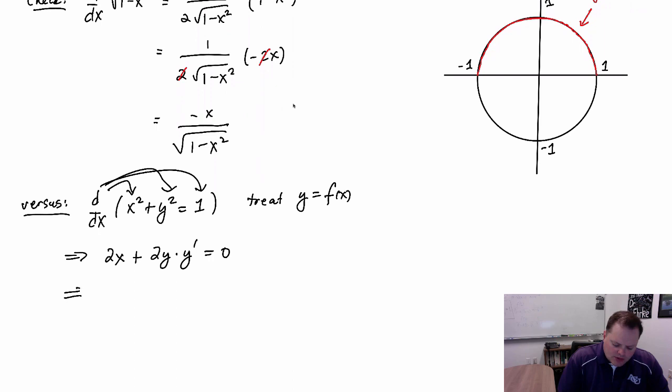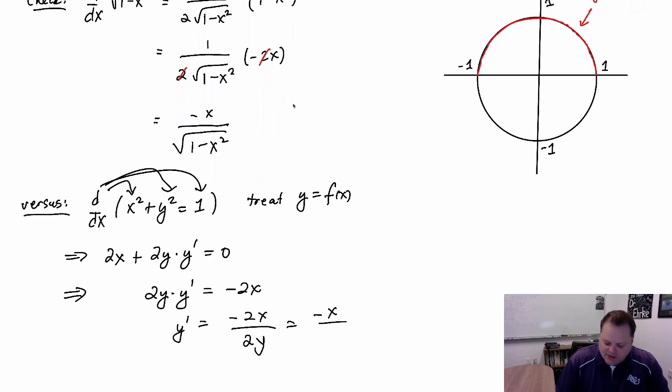So I want to solve this for y prime. If I solve for y prime, I get 2y times y prime is negative 2x. And so y prime is negative 2x divided by 2y. You see here that the 2's cancel, so this is negative x over y. And this is not a great answer.